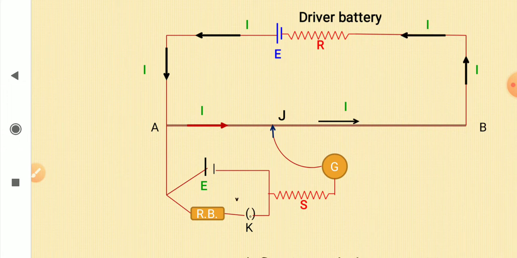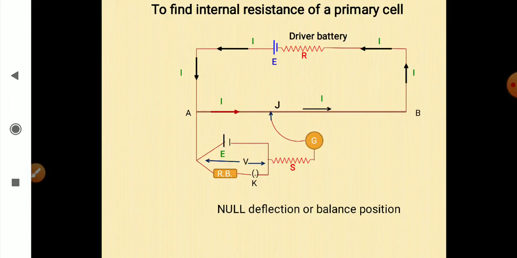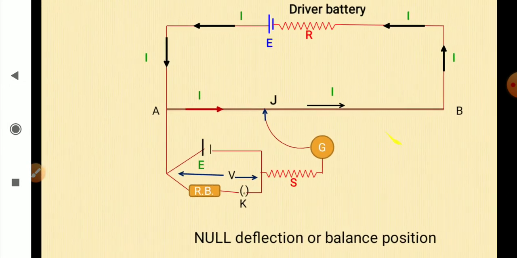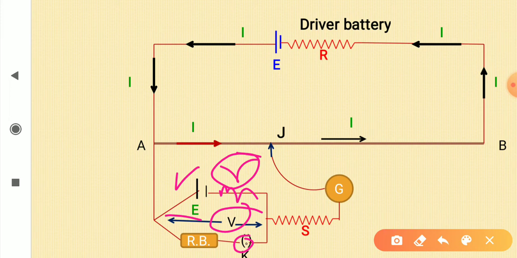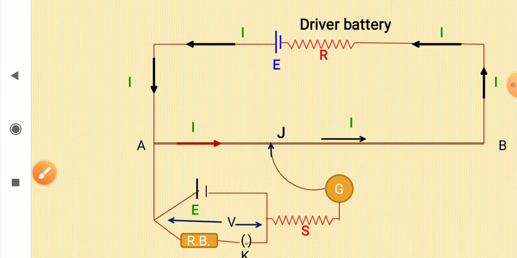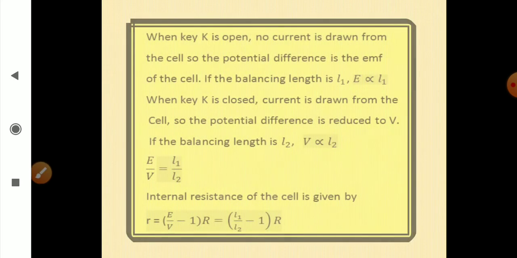In that case, now see, when this key is closed, the potential difference across this will be lesser than E, because this cell has got an internal resistance R, and some potential drop will be along this R also. So you know that V is equal to IR as well as V is equal to E minus Ir. So now for this V, the balancing length will be lesser than in the previous case. Now we can find out L1 and L2, and then we can make calculations. So let's see how we make calculations.